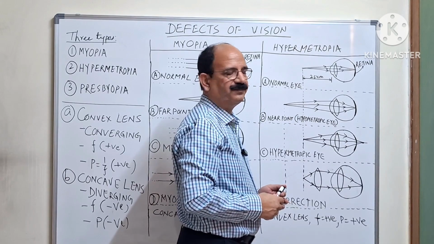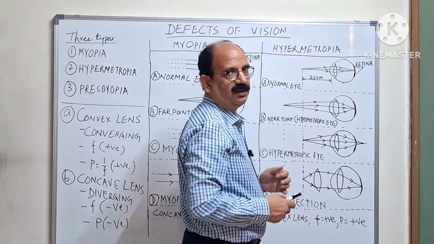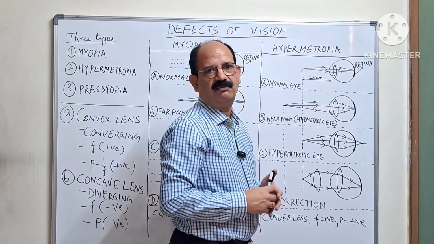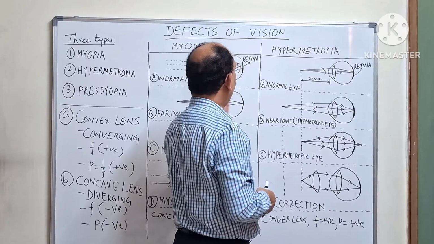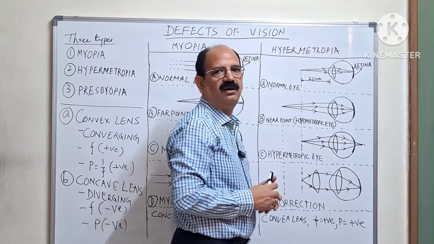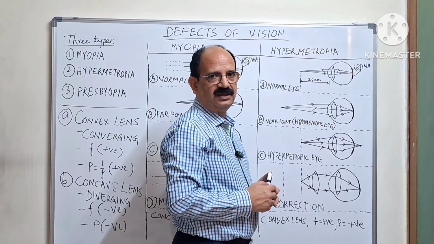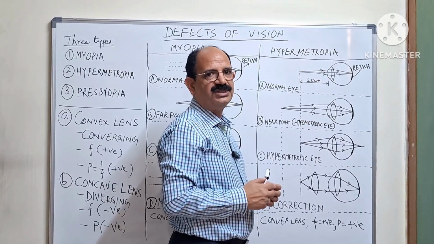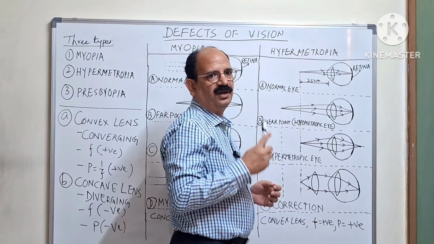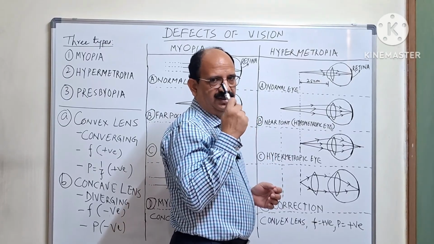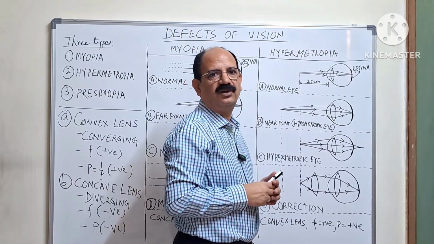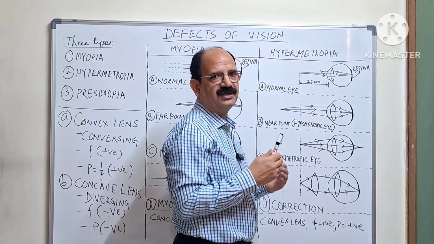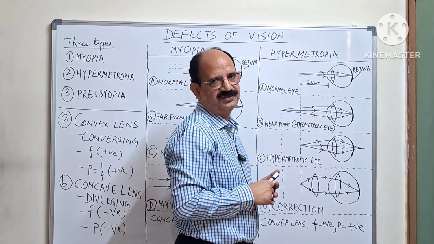Okay? In a presbyopic eye, both these problems happen. So if both these problems of myopia and hypermetropia are appearing, then you will have to put a lens which has both characteristics. The same lens, in one part it will have convex lens, in another part it will have concave lens, so that it caters to both kind of defects.